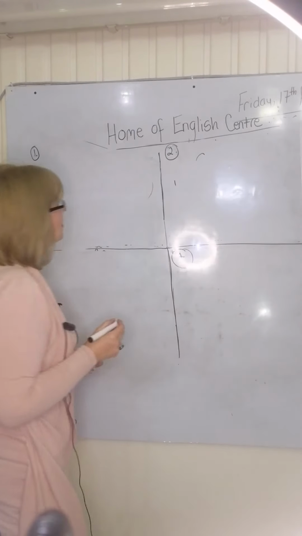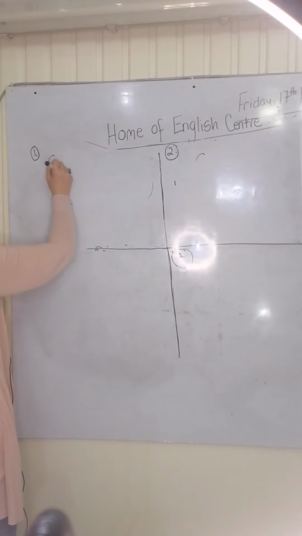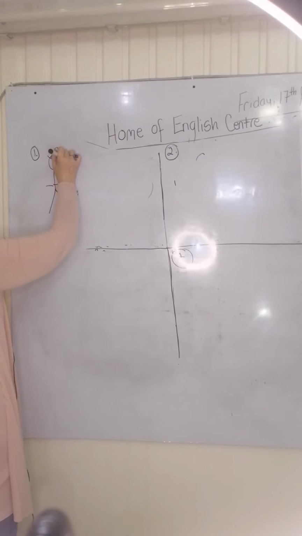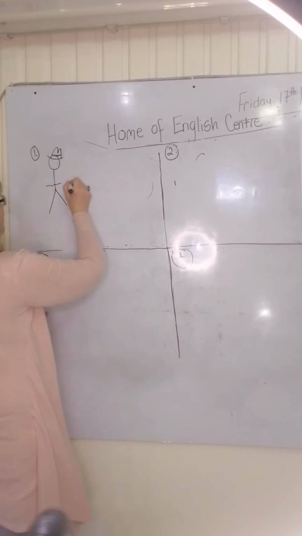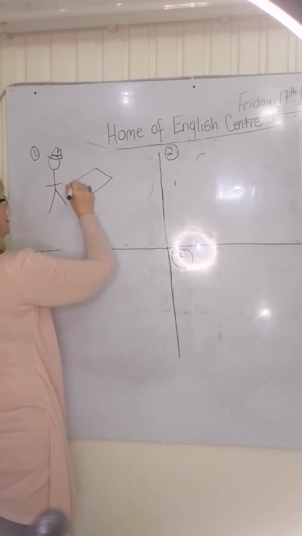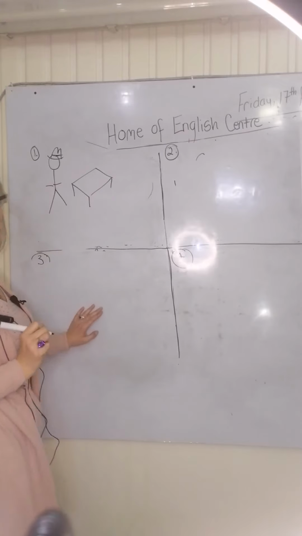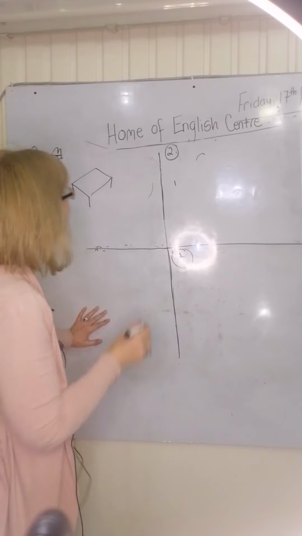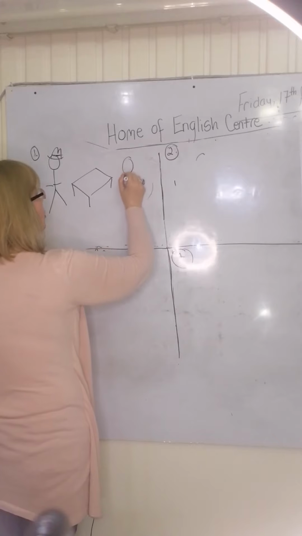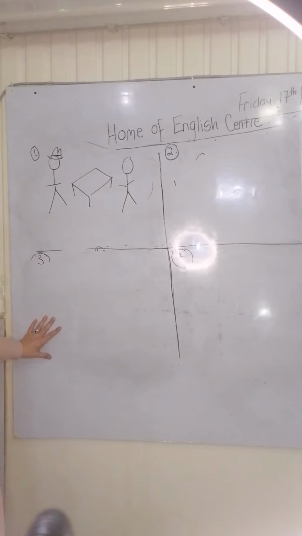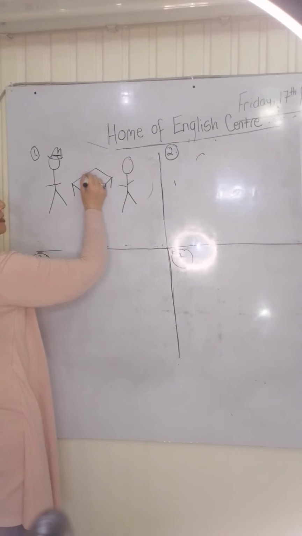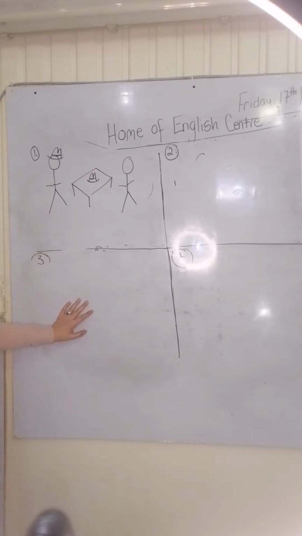Okay, so John is here. And John has got his hat on his head. Okay. Here we have a table and we have John's friend. Okay, fine. John's friend has taken his hat off and he's put it on the table.